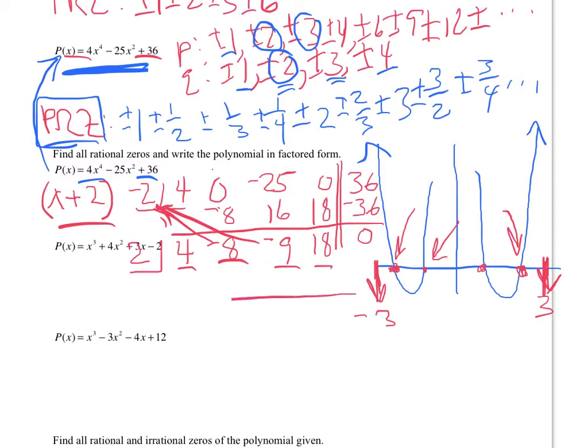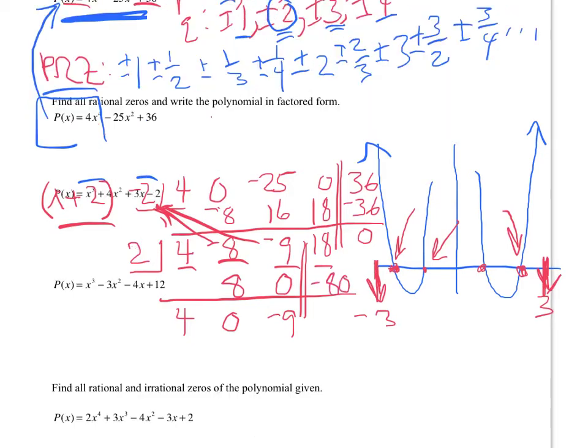So again, we set up our synthetic division problem, and now 18 is our last number, so there's our double line. And 4 comes down. 4 times 2 is 8, plus negative 8 is 0. 0 times 2 is 0, plus negative 9 is negative 9. And negative 9 times 2 is negative 18 plus 18. Oh, what did I do there? Negative 18 plus 18. I don't know what I was writing there. Yeah, here we go. And that's a negative 18. That gives us our 0 remainder.